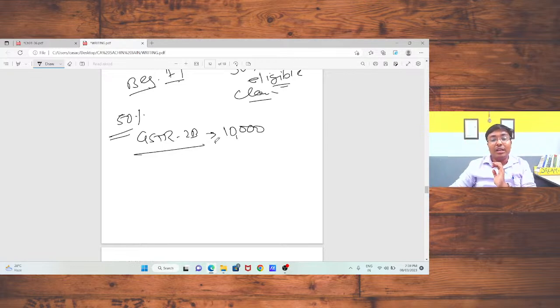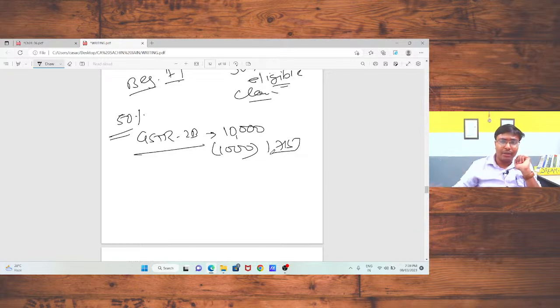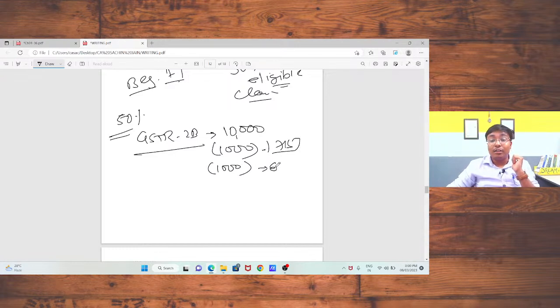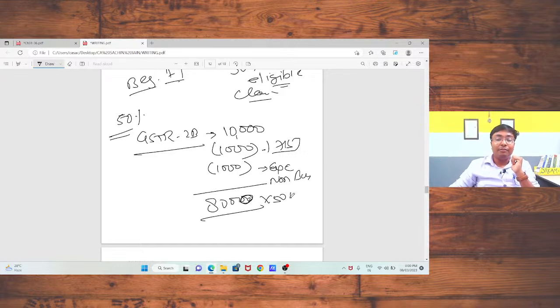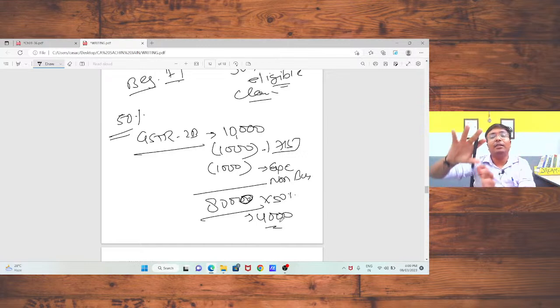Now you just need to deduct the input which is related to your blocked credit under section 17(5), because that is your ineligible input. Just take an example that input is 1,000 rupees. Next, 1,000 rupees which is exclusively for your non-business purpose. You need to reverse that input tax credit, and the balance, that is 8,000 rupees multiplied by 50%, that is 4,000 rupees, is your input tax credit which is available in your optional scheme.